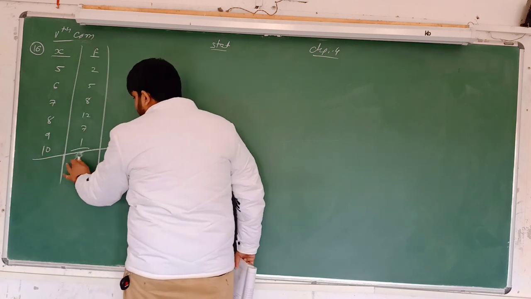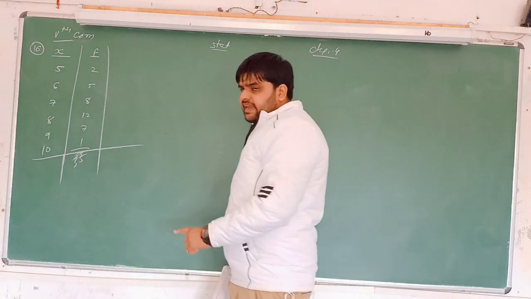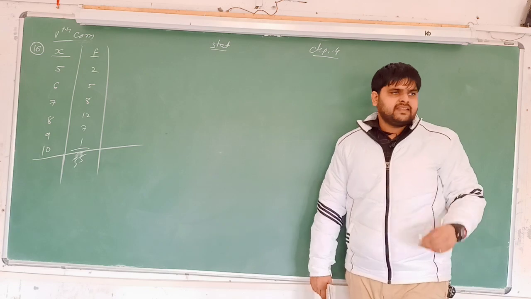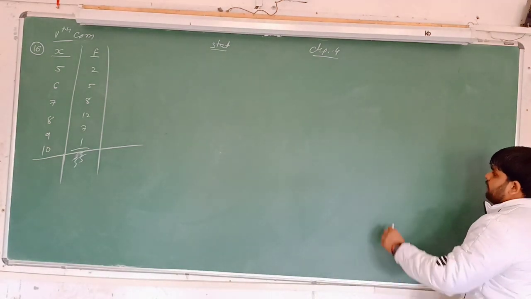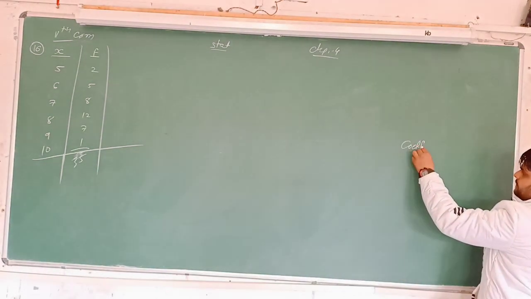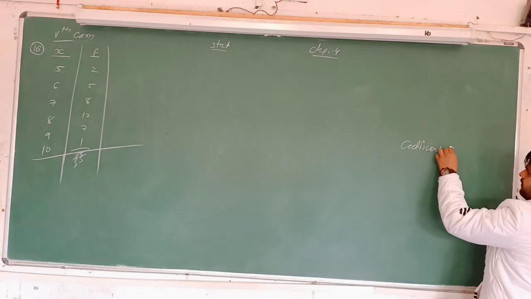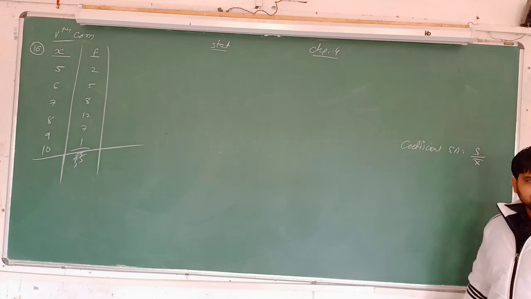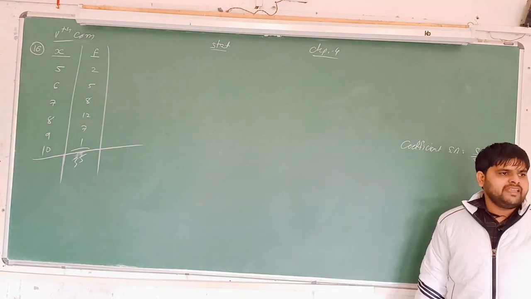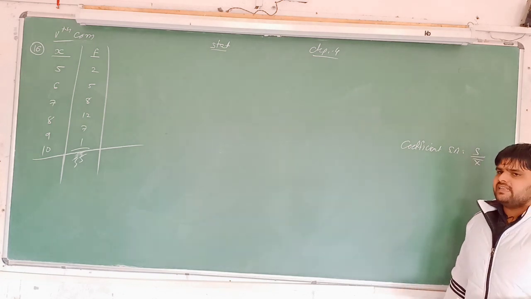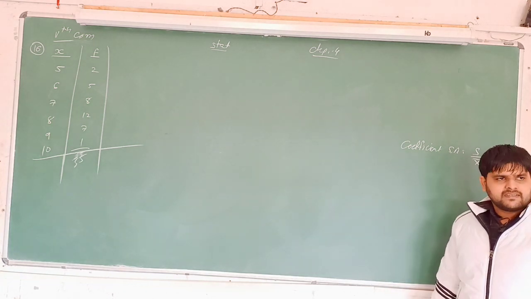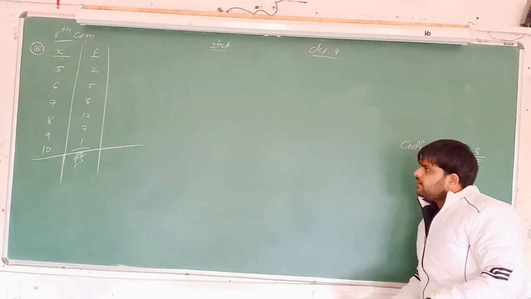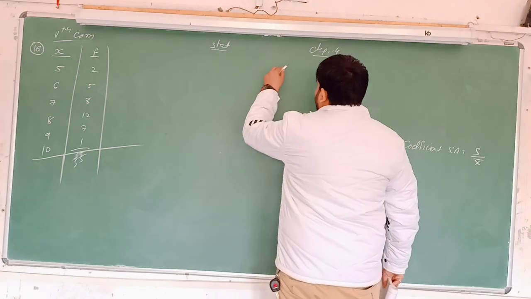Now, what do we have to find out? Directly they are asking about the coefficient of standard deviation. So the formula of the coefficient of standard deviation is equal to S divided by X bar. Okay? So we have to find out two things. Number 1, X bar. Second one, standard deviation, S. First of all, we have to find out X bar.